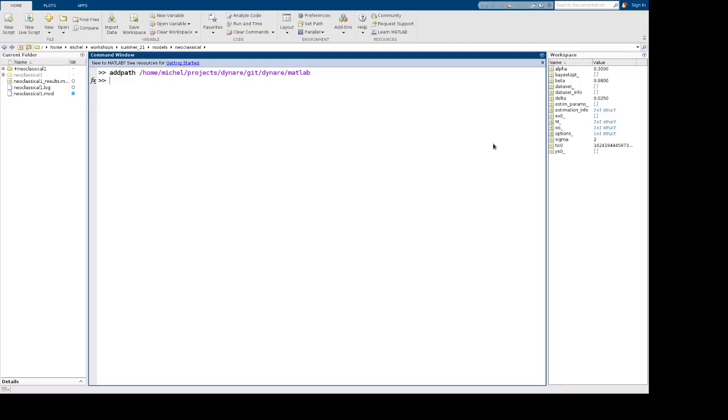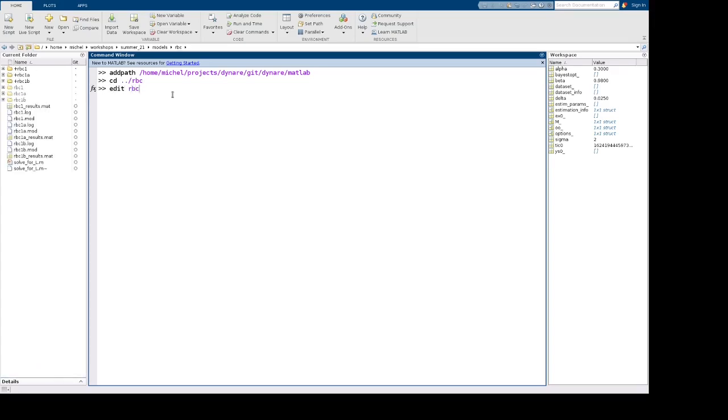Let's run now our real business cycle model. I already have the add-path command. You see that I'm in the neoclassical directory. I need to go to the RBC directory, which is nearby. I just do that.